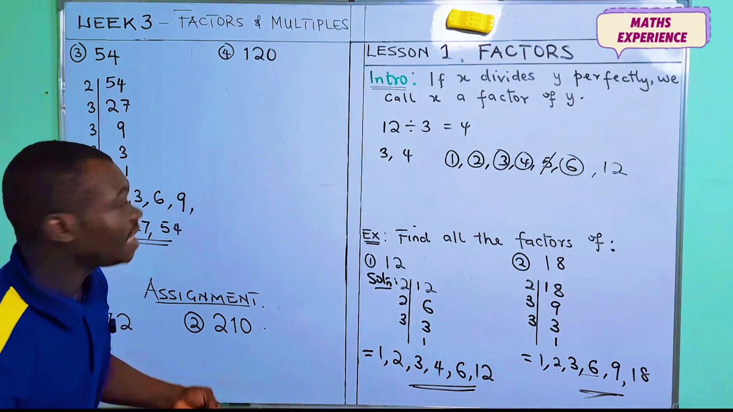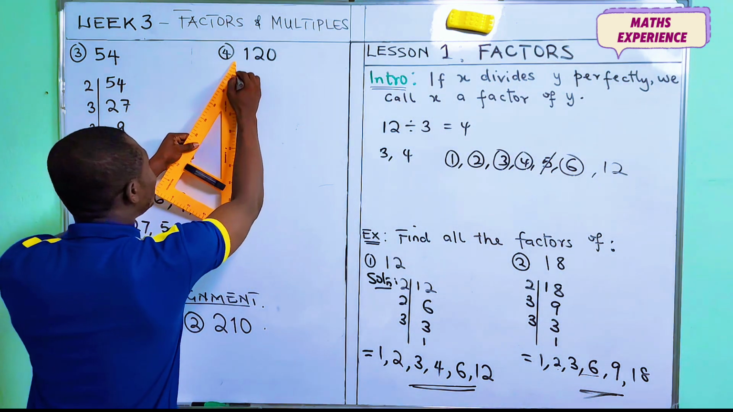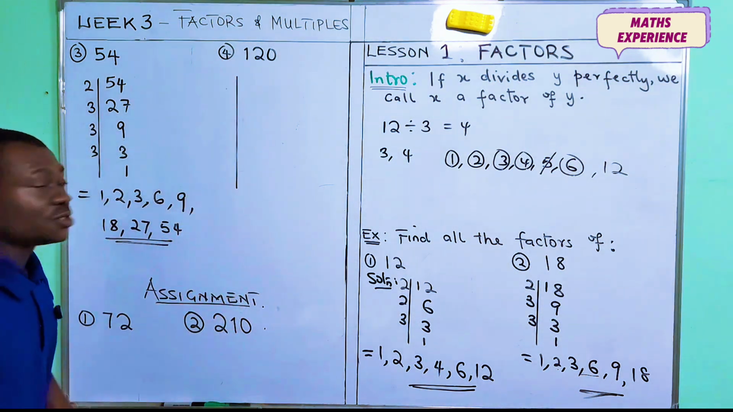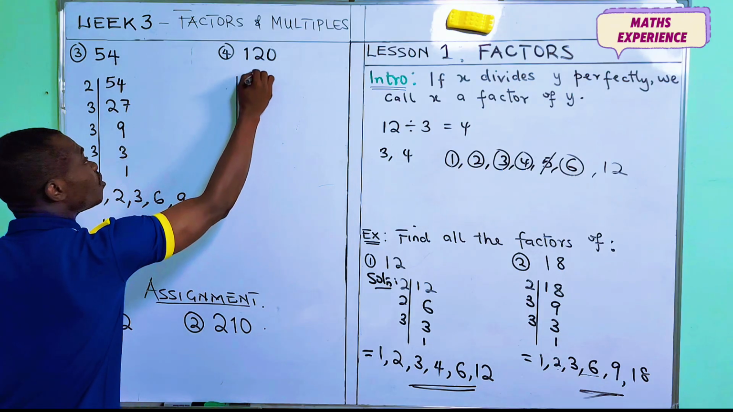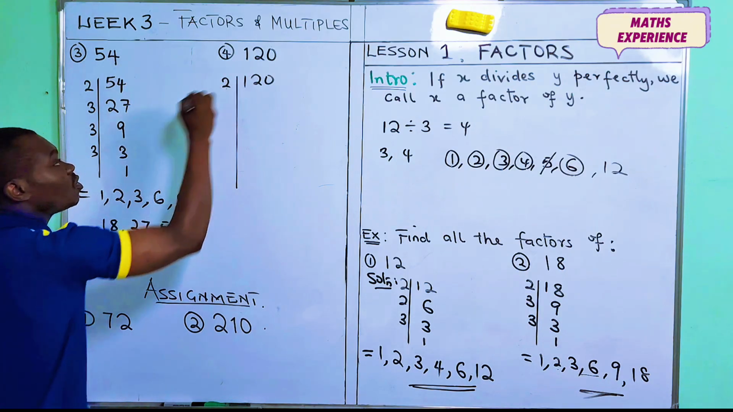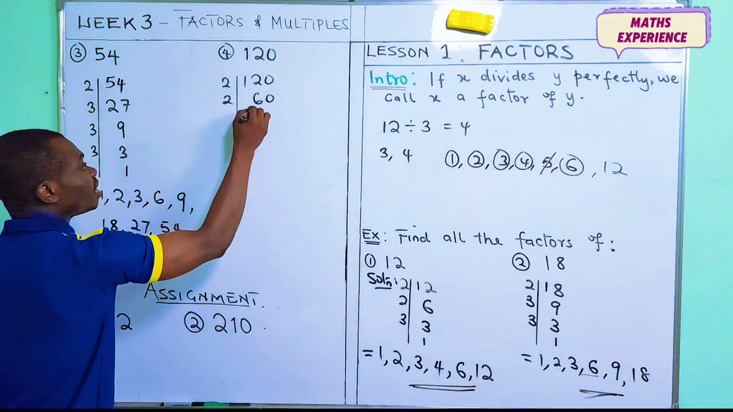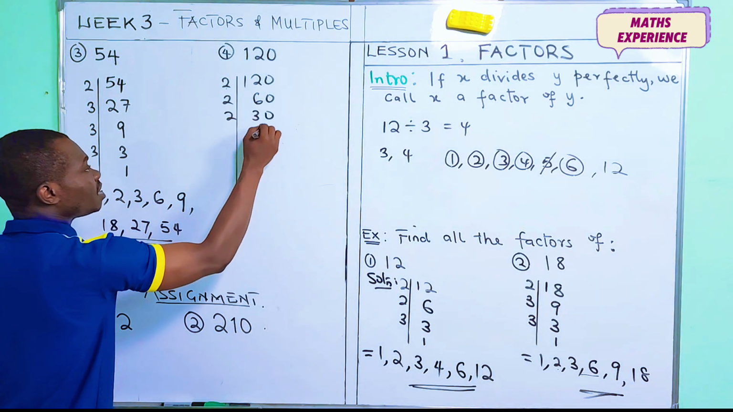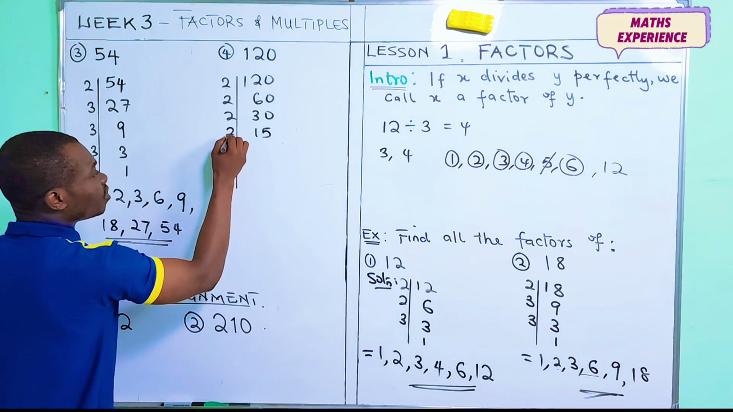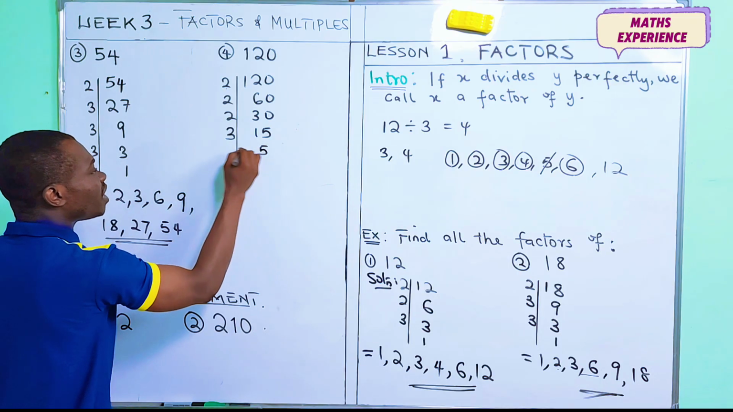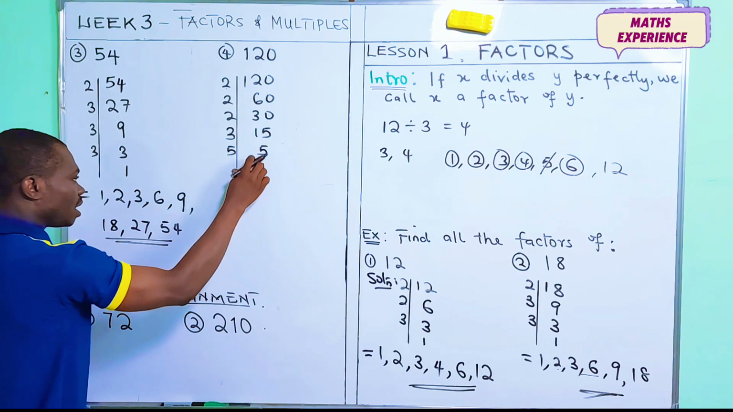And then finally, on our examples, we have number 4. So which says we should factor the whole of 120. So here we'll begin again with 2. 2 into 120 is 60. 2 again is 30. 2 again is 15. 2 can no longer go. 3 now is 5. And 5 is 1.